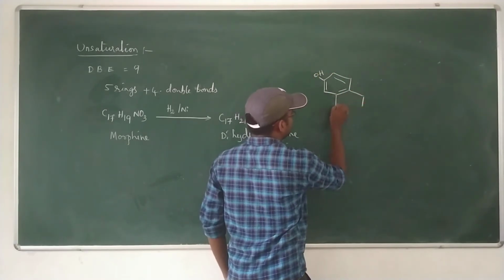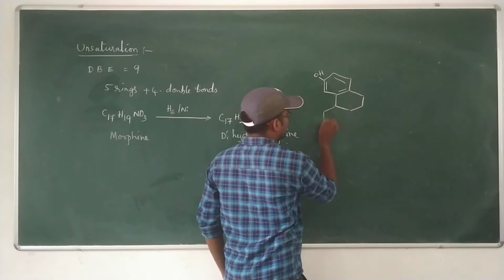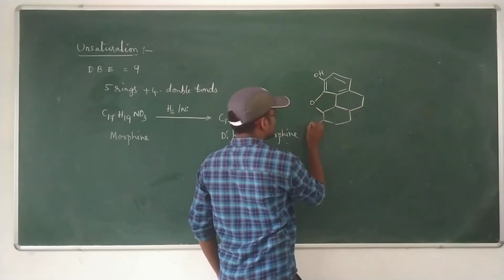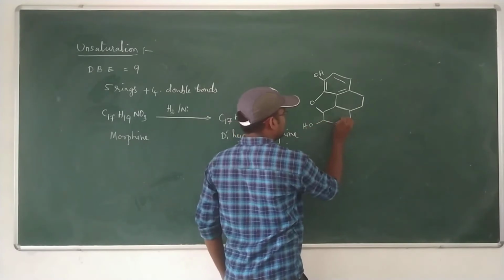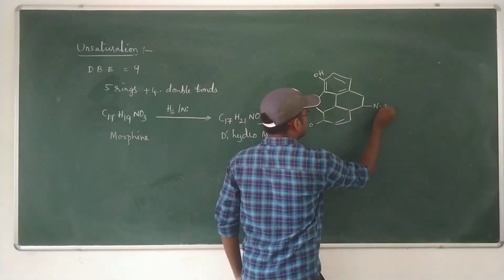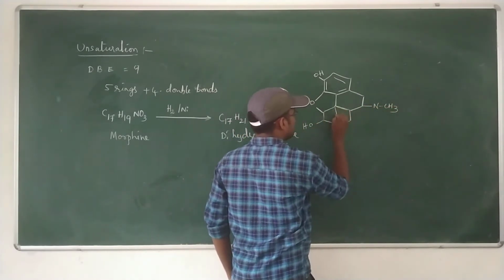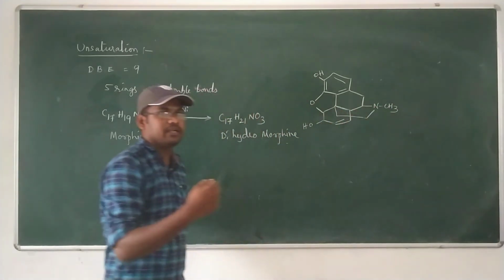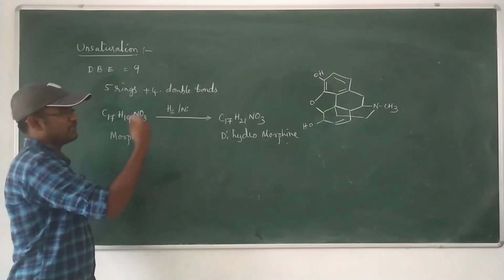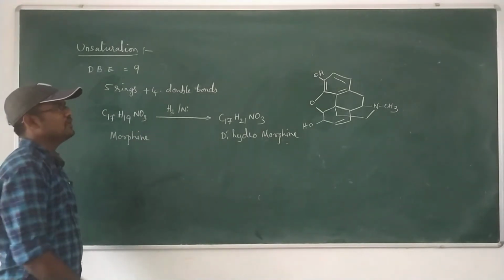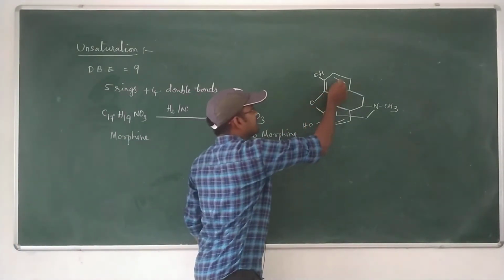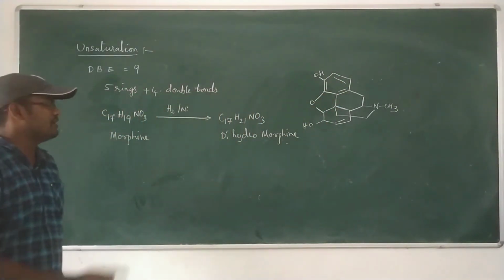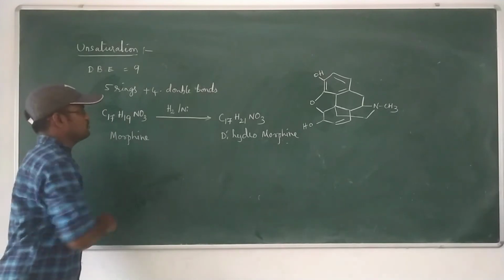The second ring looks like the third ring, and a fourth ring. This is an OH unsaturation, and the fifth ring looks like a tertiary nitrogen. The double bond only converted into saturation, nothing but dihydromorphine formation. The remaining benzene ring, nothing but a phenolic form, does not undergo reduction in presence of H2.